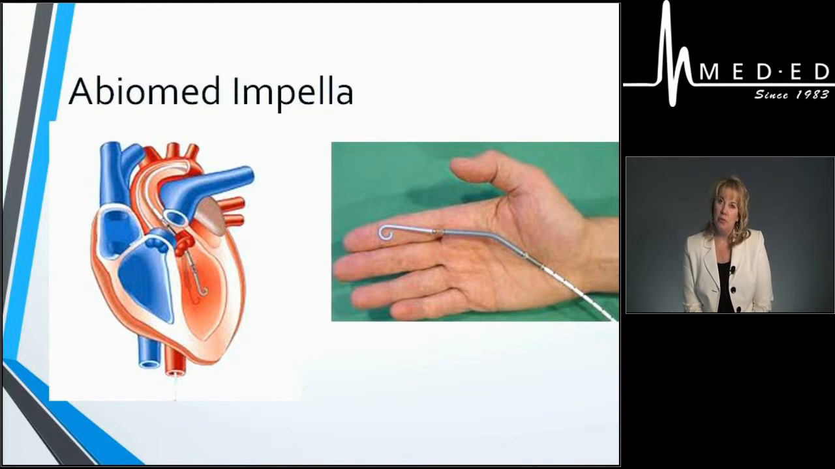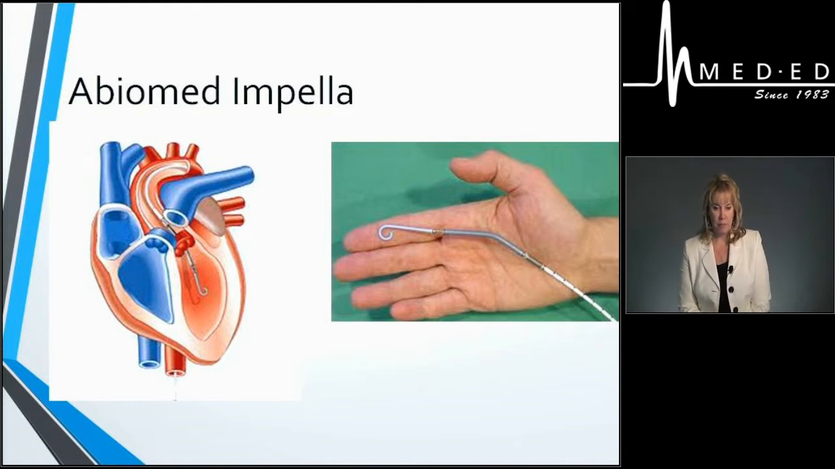The inflow, which is basically near the pigtail, so at the very end, there's a microaxial pump on the inside, and so it sucks in the blood, and then the outflow is actually right where the catheter turns white. So it pulls it out of the left ventricle, and then it ejects it into the aorta. So now it's sitting across that aortic valve, so it pulls it out and then ejects the blood into the aorta.